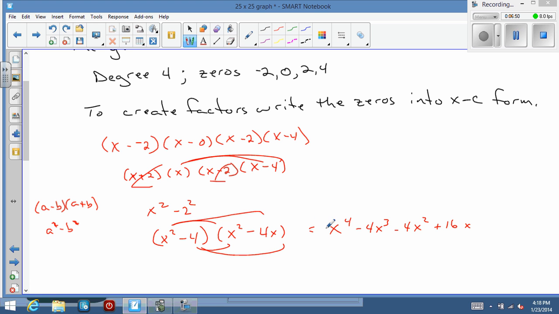And none of these can be combined, and that is my polynomial that has a degree of 4 that would have these 4 zeros.